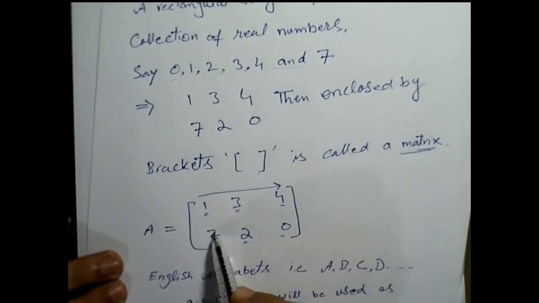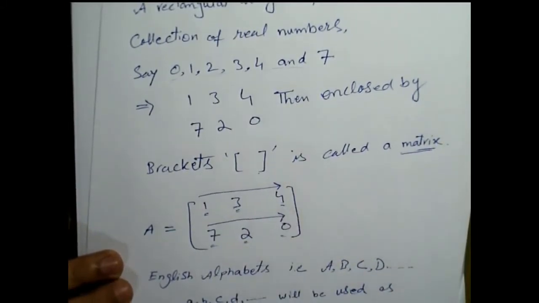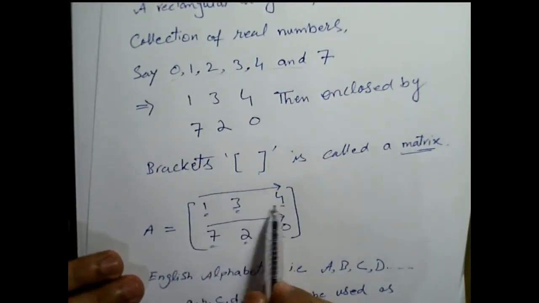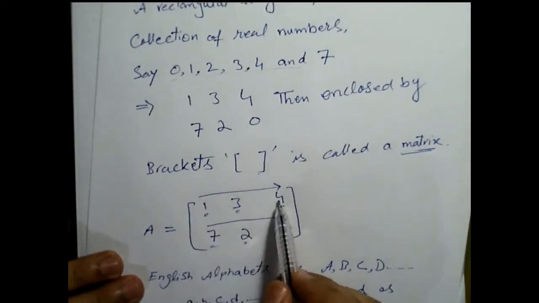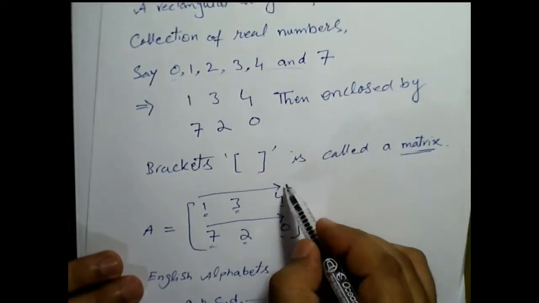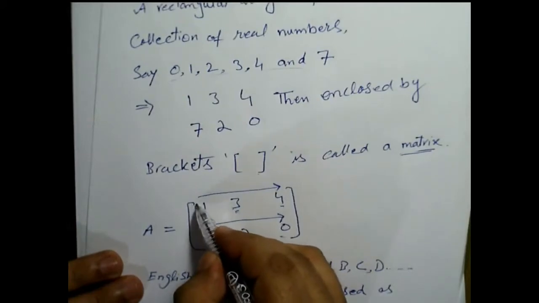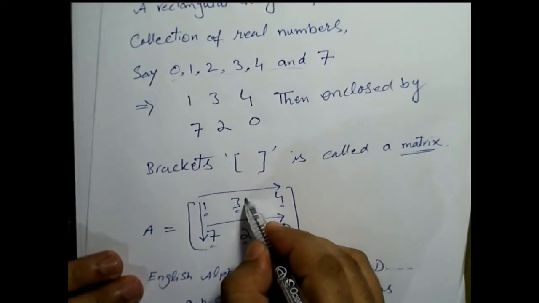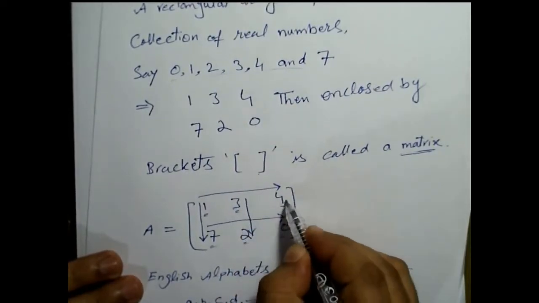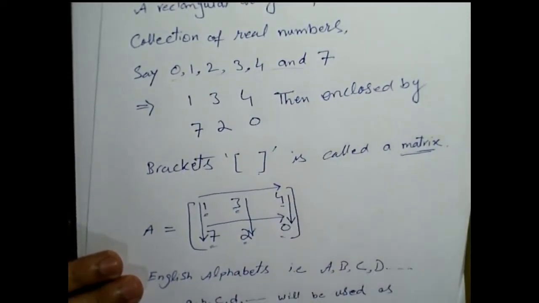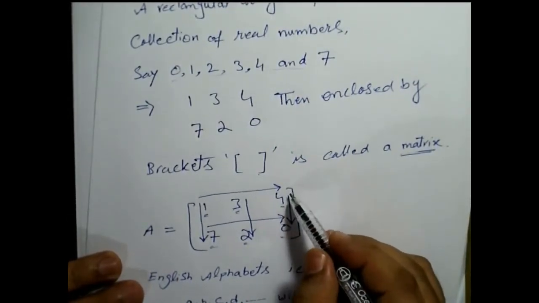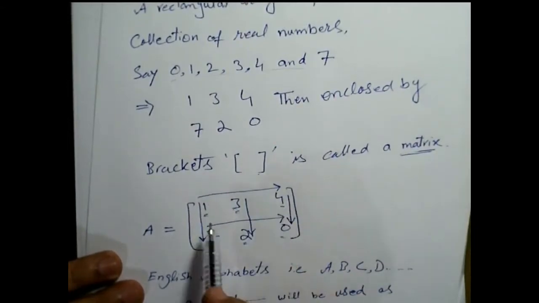These are called rows. If you consider this horizontally, this will be called a row, and if you consider it vertically, these will be columns, right? So column representation is vertical, and horizontally you can consider this a row.